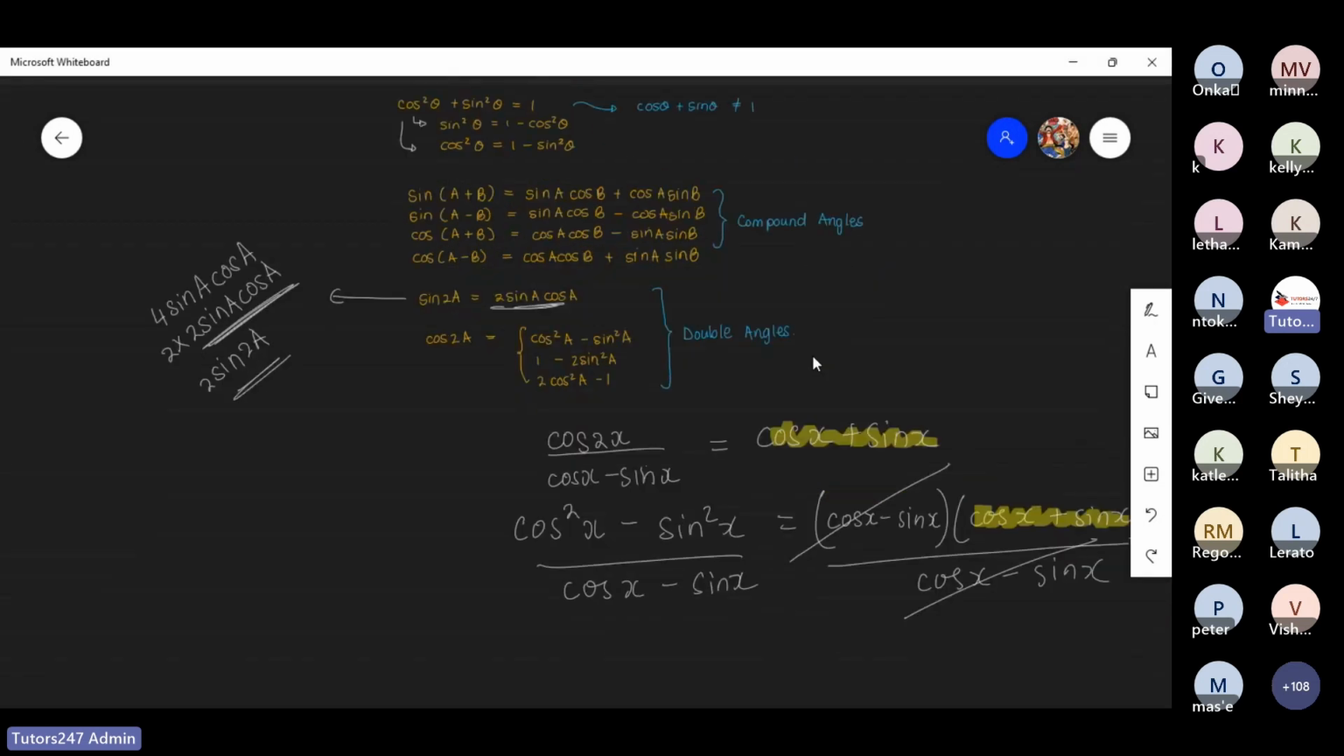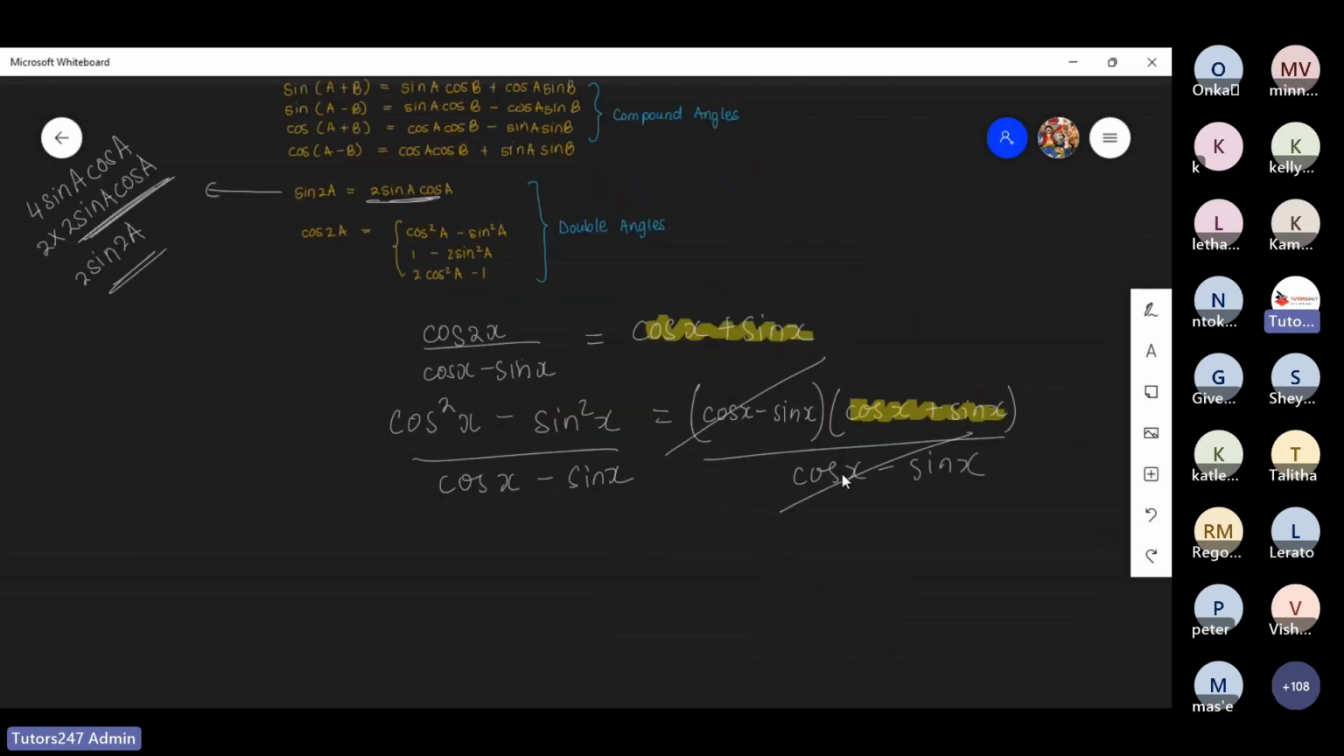The reason that I cancelled these 2 out in my example is because they are the same thing. So cos x minus sine x, and then at the bottom I have cos x minus sine x. They are the exact same thing, so I cancelled them out, which would only leave me with my second bracket of cos x plus sine x. All I was doing was proving that the left-hand side can be equal to the right-hand side, okay?